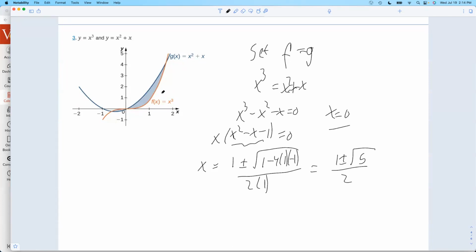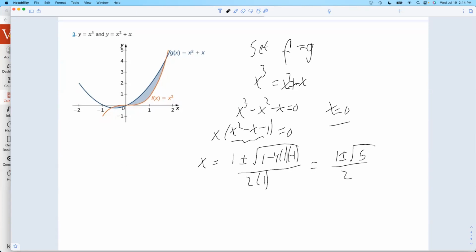So that's that point and this point, those X values. So then the area is going to be in this region, the orange one is on top. So that was 1 minus root 5 over 2 up to 0. That's this region here. And I want orange minus blue. X cubed minus, and then in parentheses. Make sure you have parentheses there.